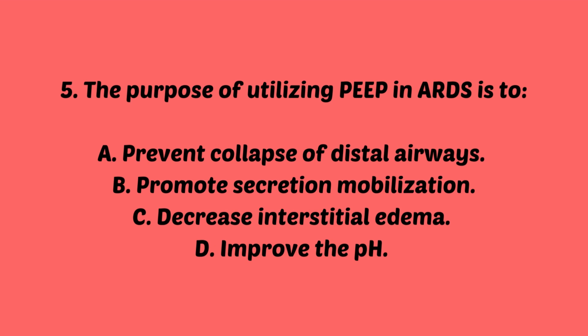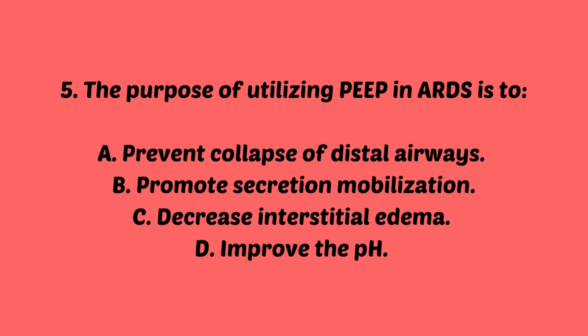Okay, guys, this is a little bit more difficult question, especially for you nurses that are either in the critical care arena or are looking to go into the ICU. Okay, so question 5. The purpose of utilizing PEEP in adult respiratory distress syndrome is to do which of the following? A, prevent collapse of distal airways. B, promote secretion mobilization.